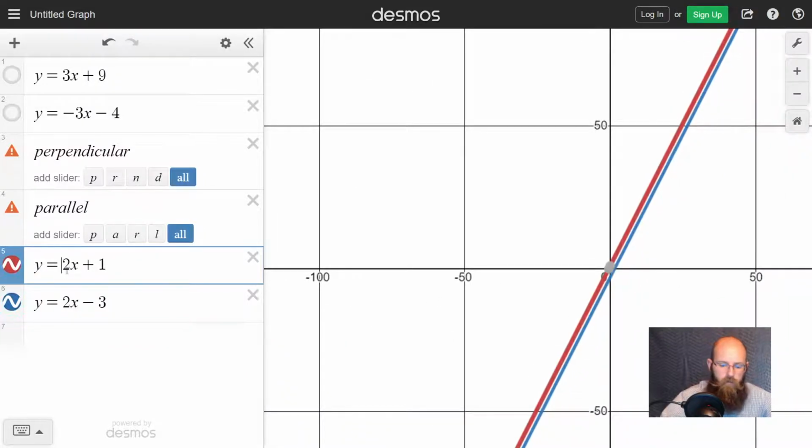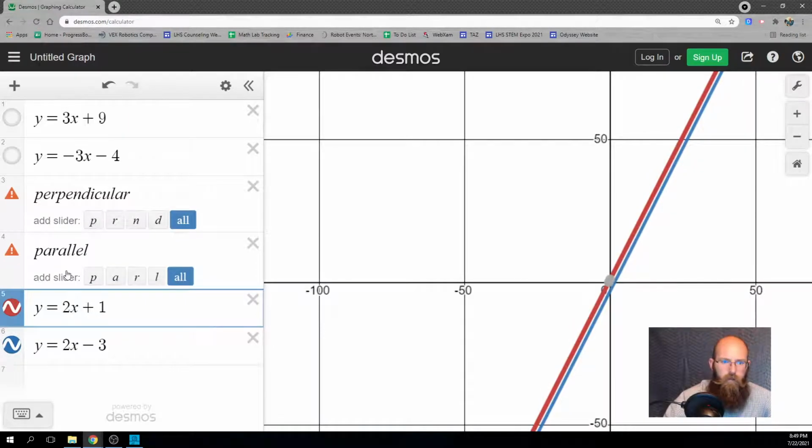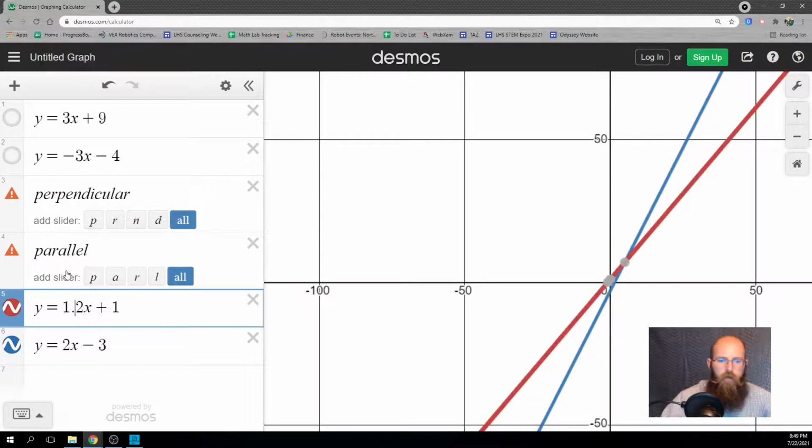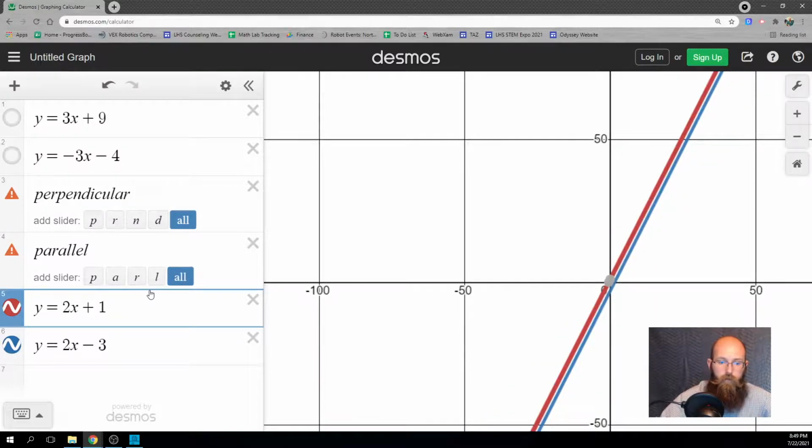Now, if I change this a little bit to something like 1.2, they cross. Or, let's see, 2.1. Looks like they almost don't cross, but look, see how in the bottom, they're way close together, and way up here, they're a lot farther apart?